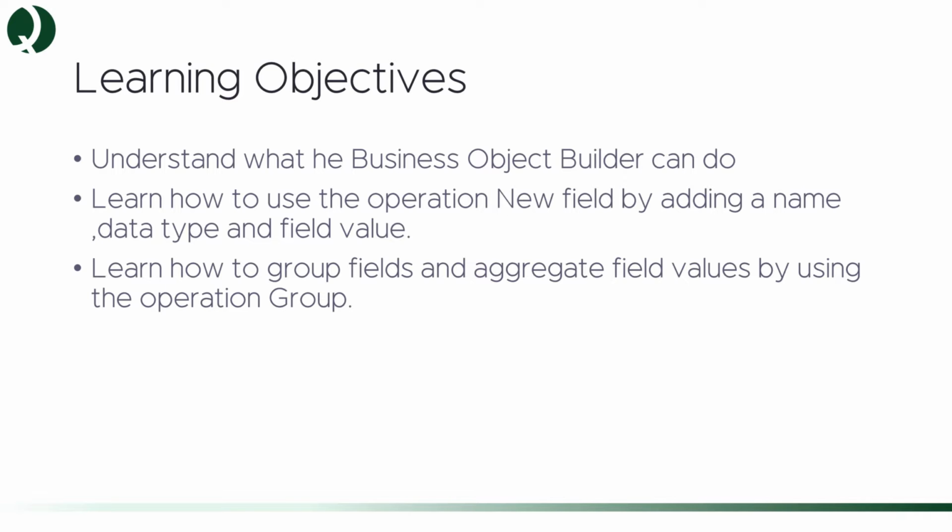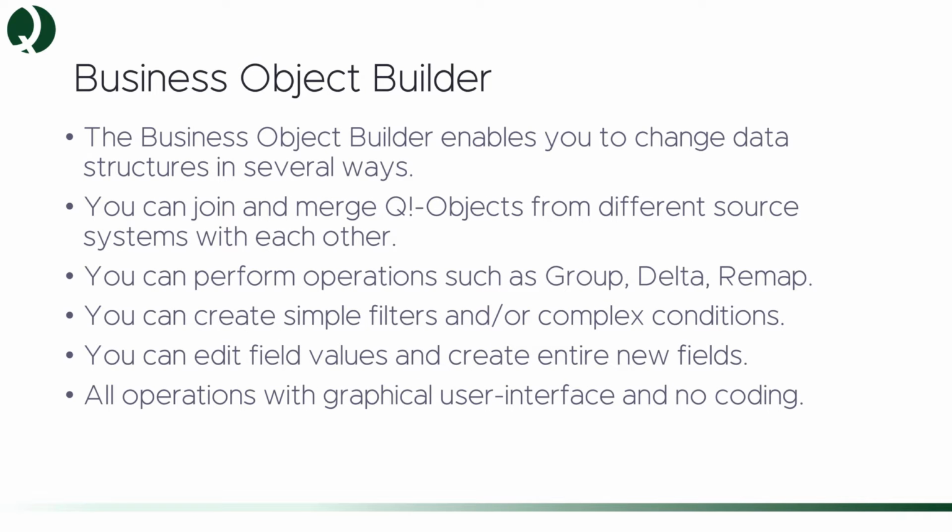the operation group. If a user on Platform Q wants to enrich data or change data structures, it is necessary to use the Business Object Builder application. With the Business Object Builder, you can join Q objects with each other, or you can merge them. The Q objects can contain data from different source systems. Furthermore, you can also create a delta between two Q objects and remap field values of two different Q objects. It is also possible to create complex conditions with a filter. This learning video will focus to demonstrate how to create new fields and how to group them.